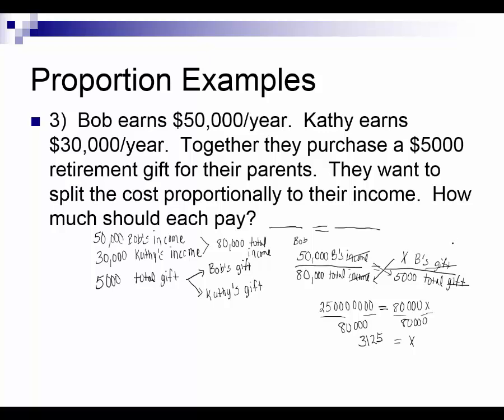So if I go back to my label right up here, this amount of money is Bob's gift. And then I don't have to set up a whole nother proportion. I could, but I can just do subtraction. The total gift is $5,000. Subtract out Bob's portion, and I have what's left, which is $1,875. And that would be Kathy's portion of the gift.